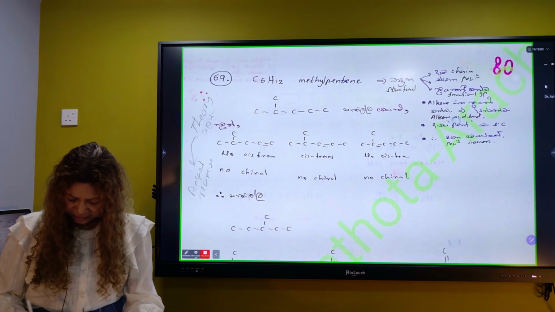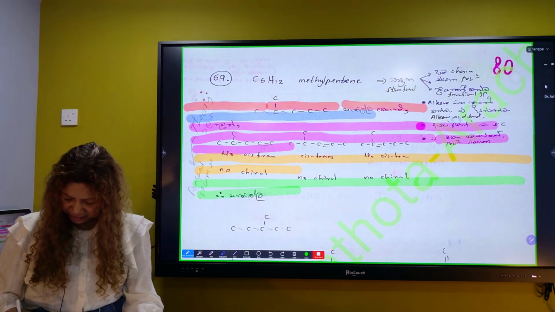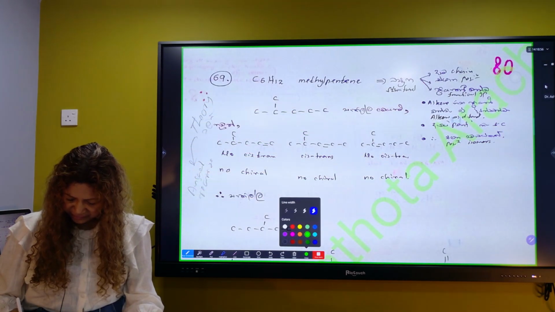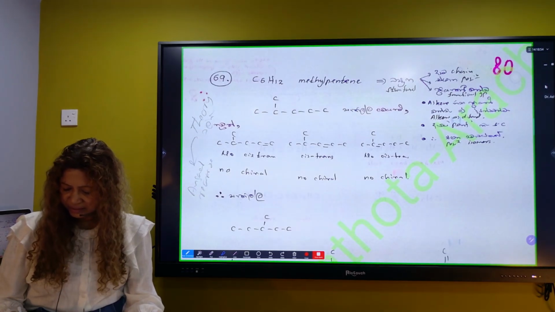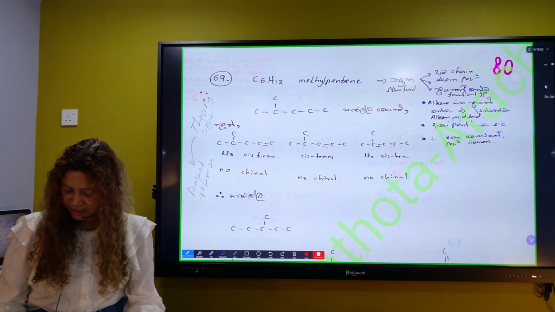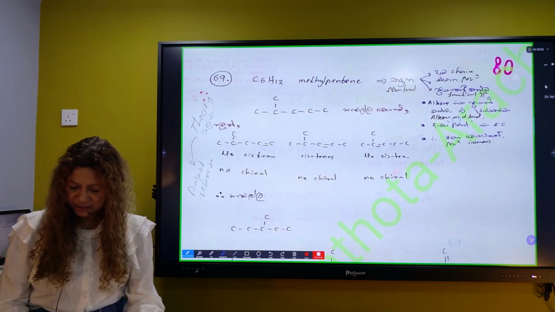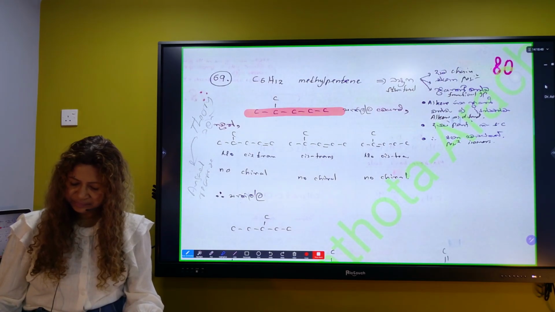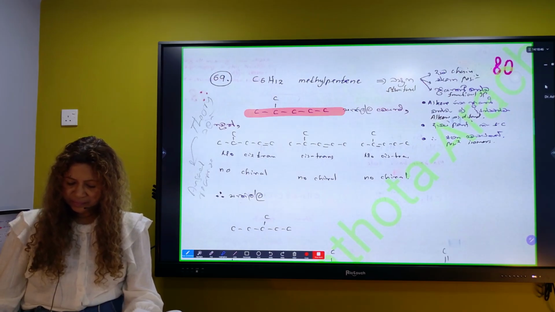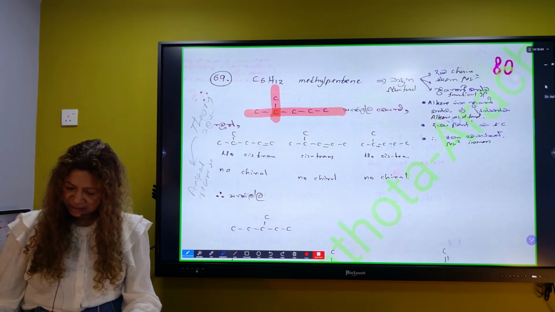If it's methyl pentene, they are supposed to have a double bond. One methyl group somewhere and a double bond somewhere. Just this kind of a structure.